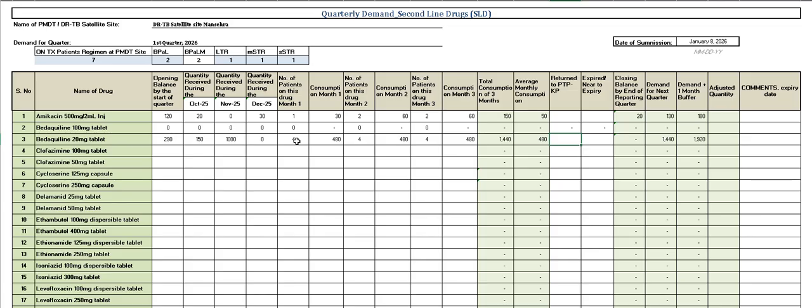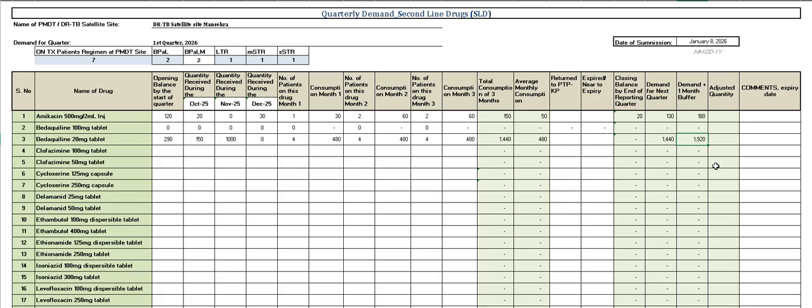Nothing to return to the PTPKP, and nothing is expired. So when you enter these things, these also will be subtracted from your stock, and closing stock will become there. So again, now you have 0 stock. Your total consumption is 1440. So this is required for the next quarter. But if you add 1 month buffer to it, it will become 1920 tablets. So this was the calculation.